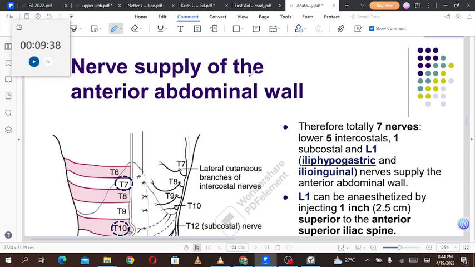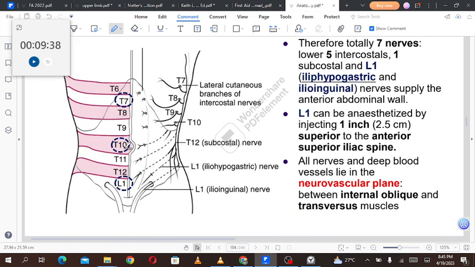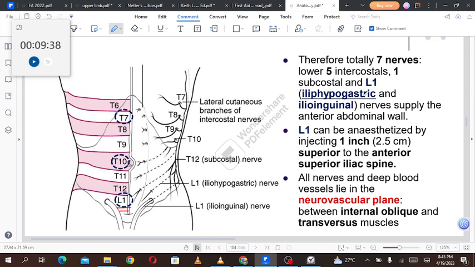Nerve supply of the anterior abdominal wall. So this is the nerve supply. We saw the dermatomes previously. T7 is at the xiphoid process level, T10 is at the umbilical level, and T4 was at the nipple level, but that is not a part of the anterior abdominal wall, so we'll omit that. So T7 is at the xiphoid process, T10 at the umbilicus, and L1 supplies the groin region. So let's see that totally.